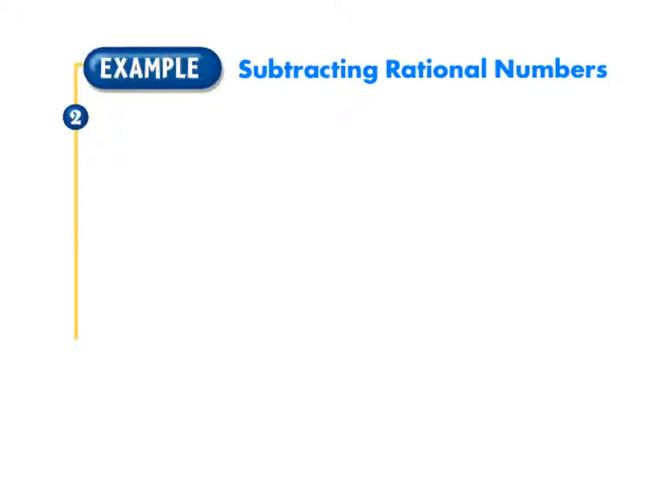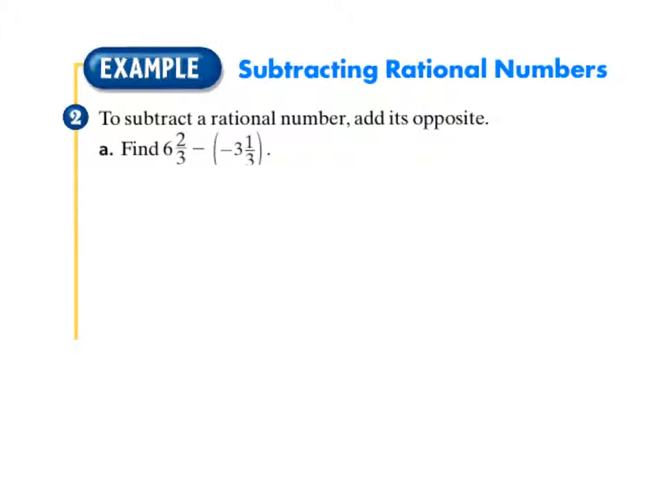Now let's look at subtracting rational numbers. Now, to subtract a rational number, you just add its opposite. So if we want to find 6 2/3 minus negative 3 1/3, that goes back to our add a line and change the sign. So the opposite of minus negative 3 1/3 would be adding positive 3 1/3. So that gives me 10, because 6 plus 3 is 9. Then 2/3 plus 1/3 gives me another whole, so 9 plus 1 is 10.